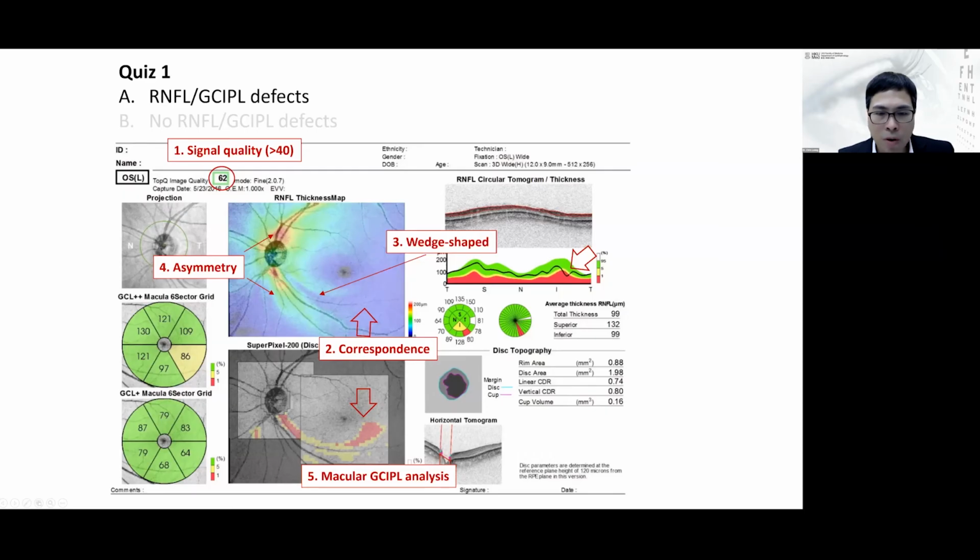And then when we look at the macula, here is the macula GCIPL thickness analysis. We see bigger defects because of the wedge-shaped pattern. So here is an eye with a clear retinal nerve fiber and GCIPL defect.